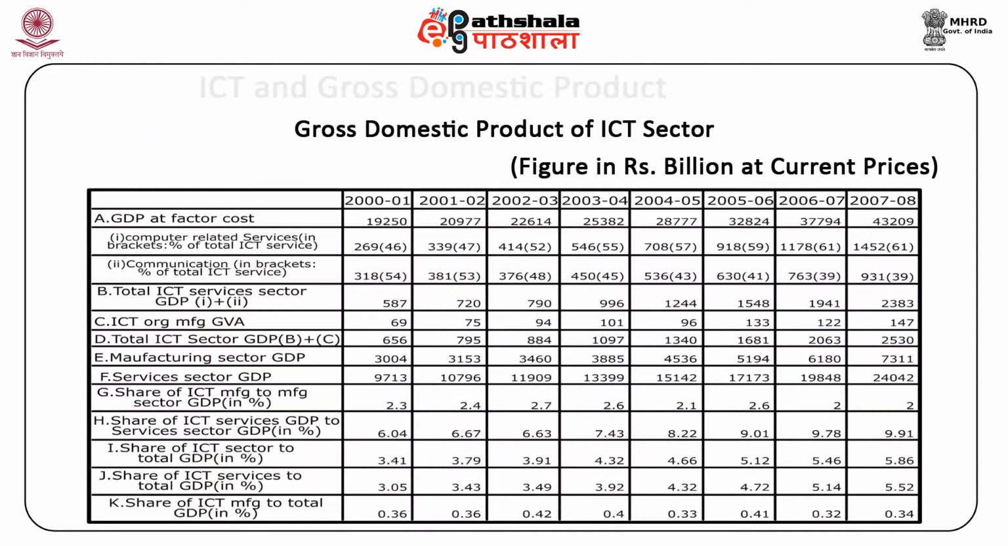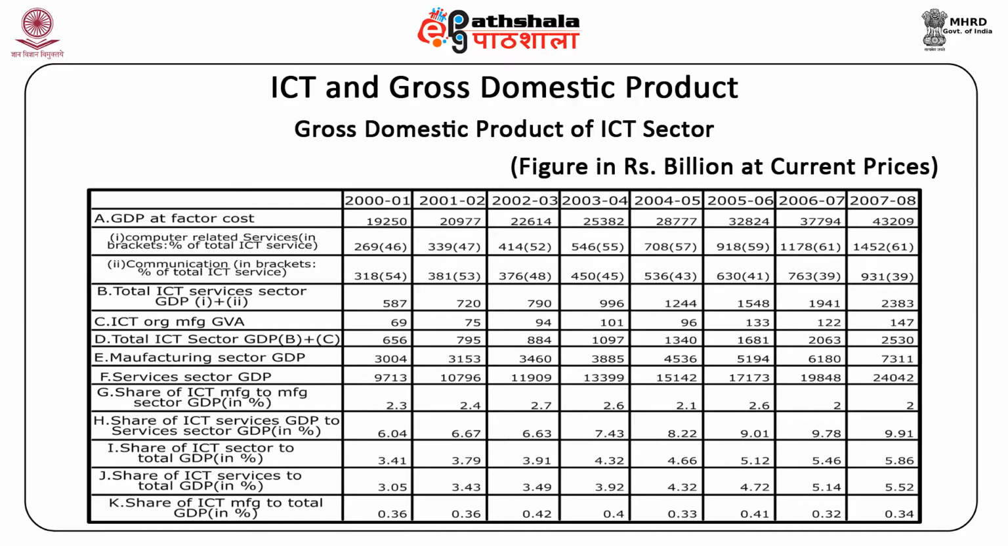If we look at figures of gross domestic product at current prices, we observe that they have increased from 19,290 billion rupees for the year 2000-2001 to 43,209 billion rupees in 2007-2008. If we look at the share of computer related services under ICT component, we observe that there has been a sharp rise over the years. Computer related services increased from 318 billion rupees in 2000-2001 to 931 billion rupees in 2007-2008.